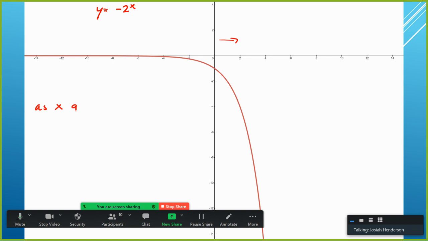As x goes left, or as x approaches negative infinity, what's happening with y? What is y getting close to? What does it look like? What height does it look like the red line is approaching or getting close to? Can anyone take a guess at this for me? Chat or with your mic.